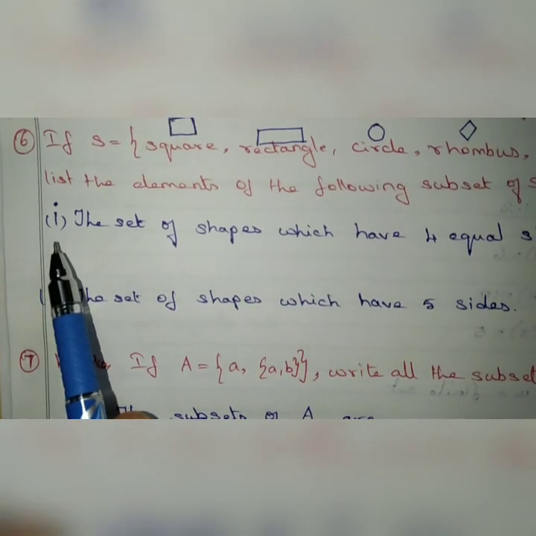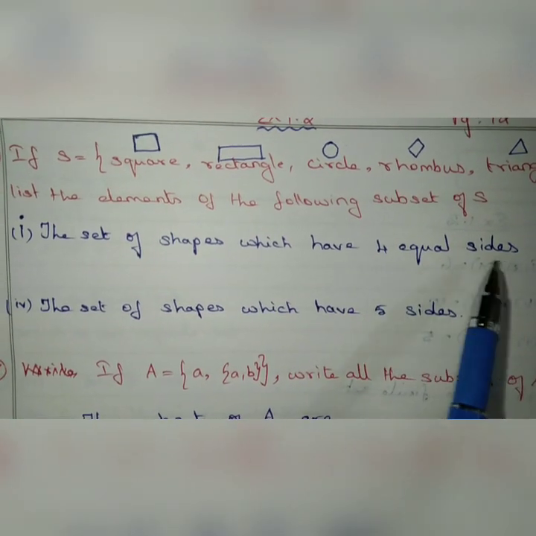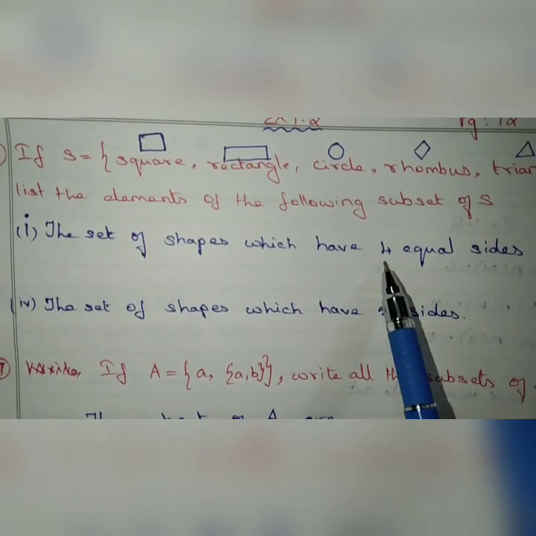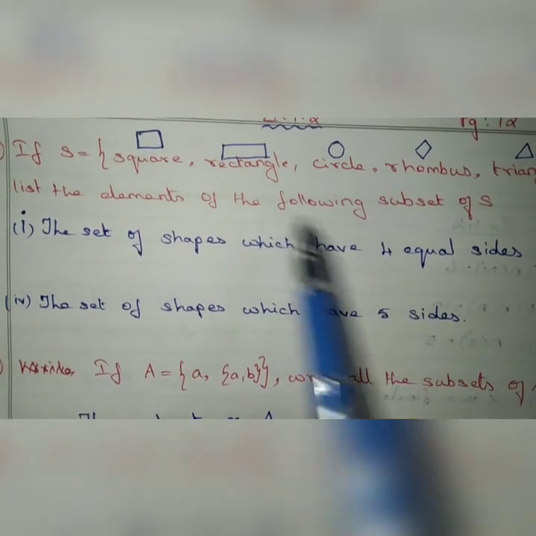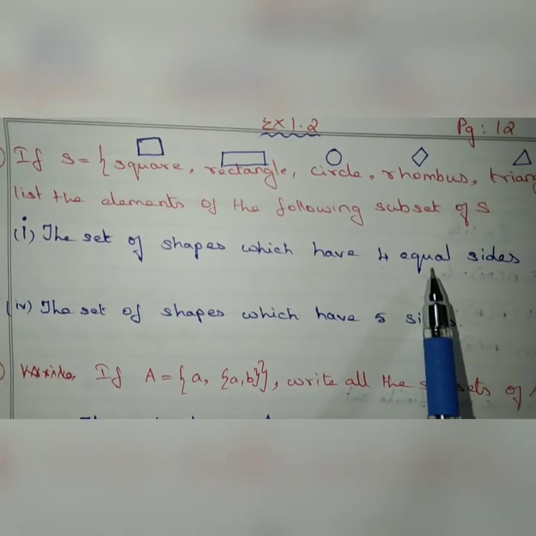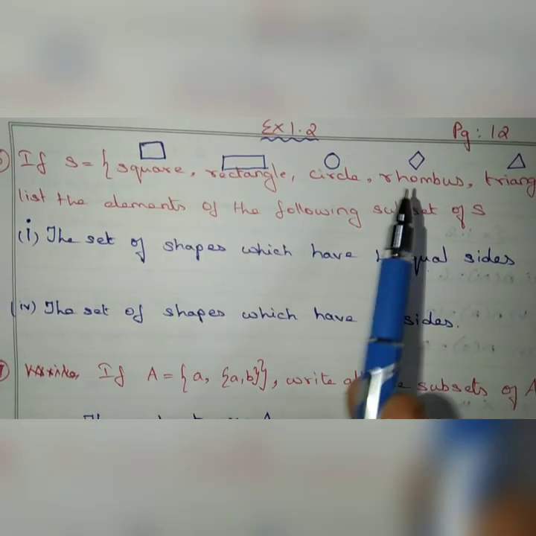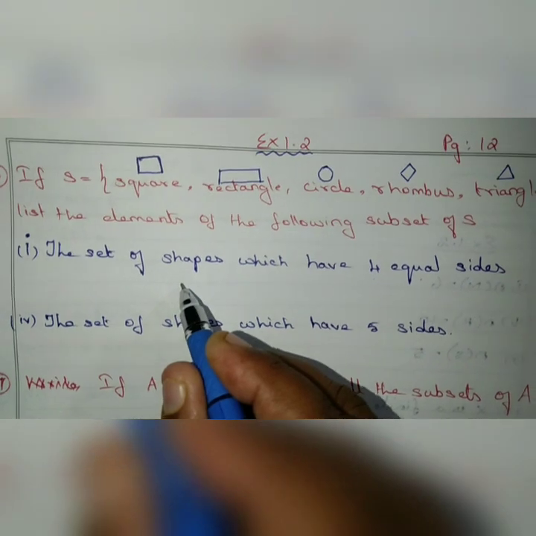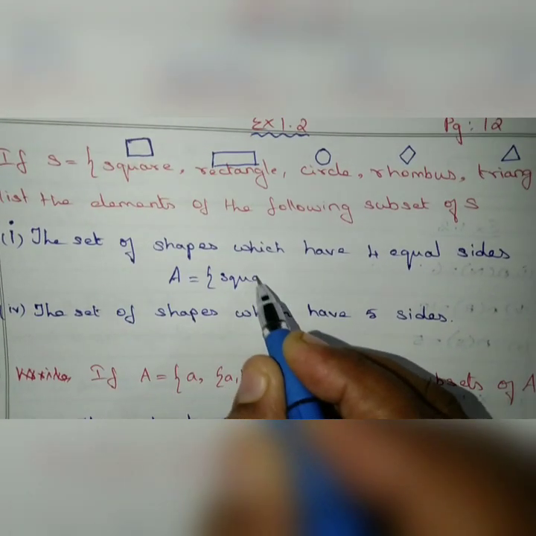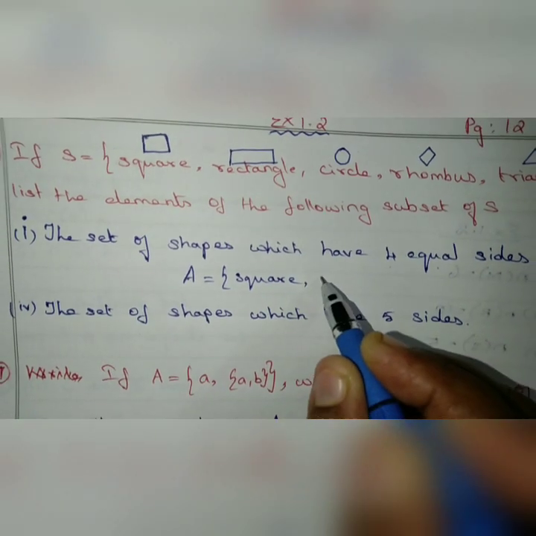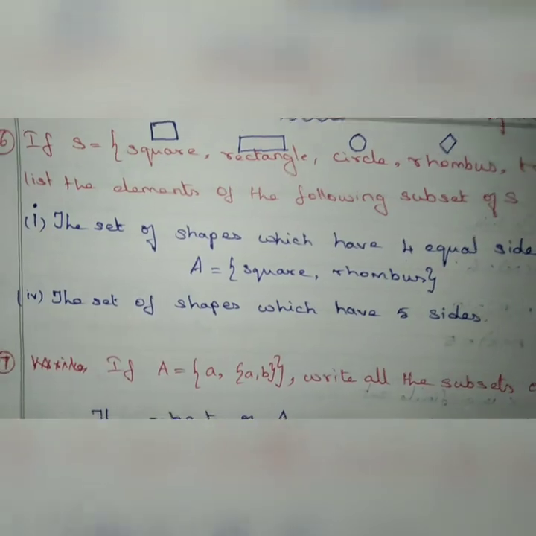See, first subdivision. The set of shapes which have 4 equal sides. So we asked about 4 equal sides. Equal 4 sides means we have 3 shapes here. But equal sides means only 2 shapes, that is nothing but square and rhombus. So how will we write the answer? A is equal to the set of square, rhombus. This will be the answer for the first subdivision.